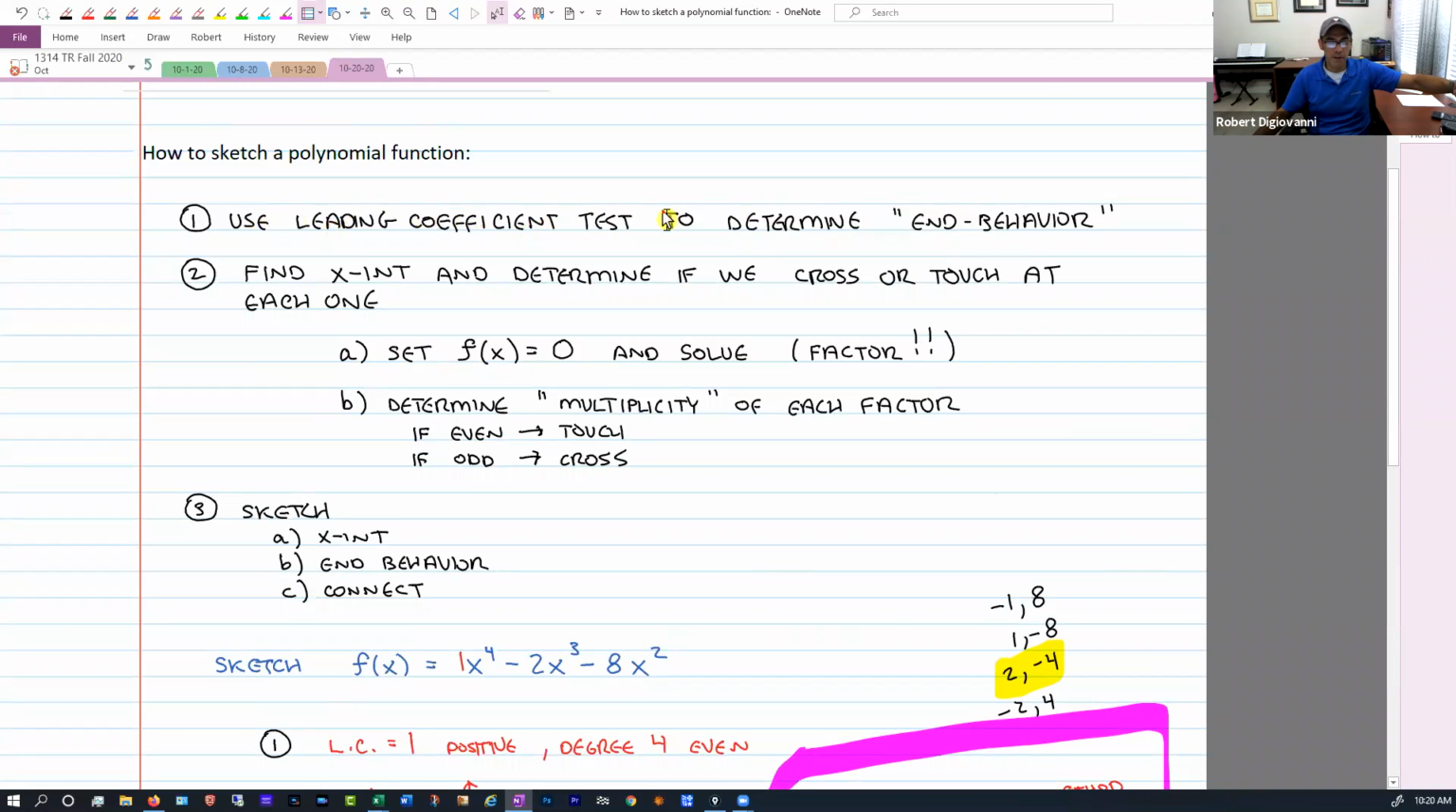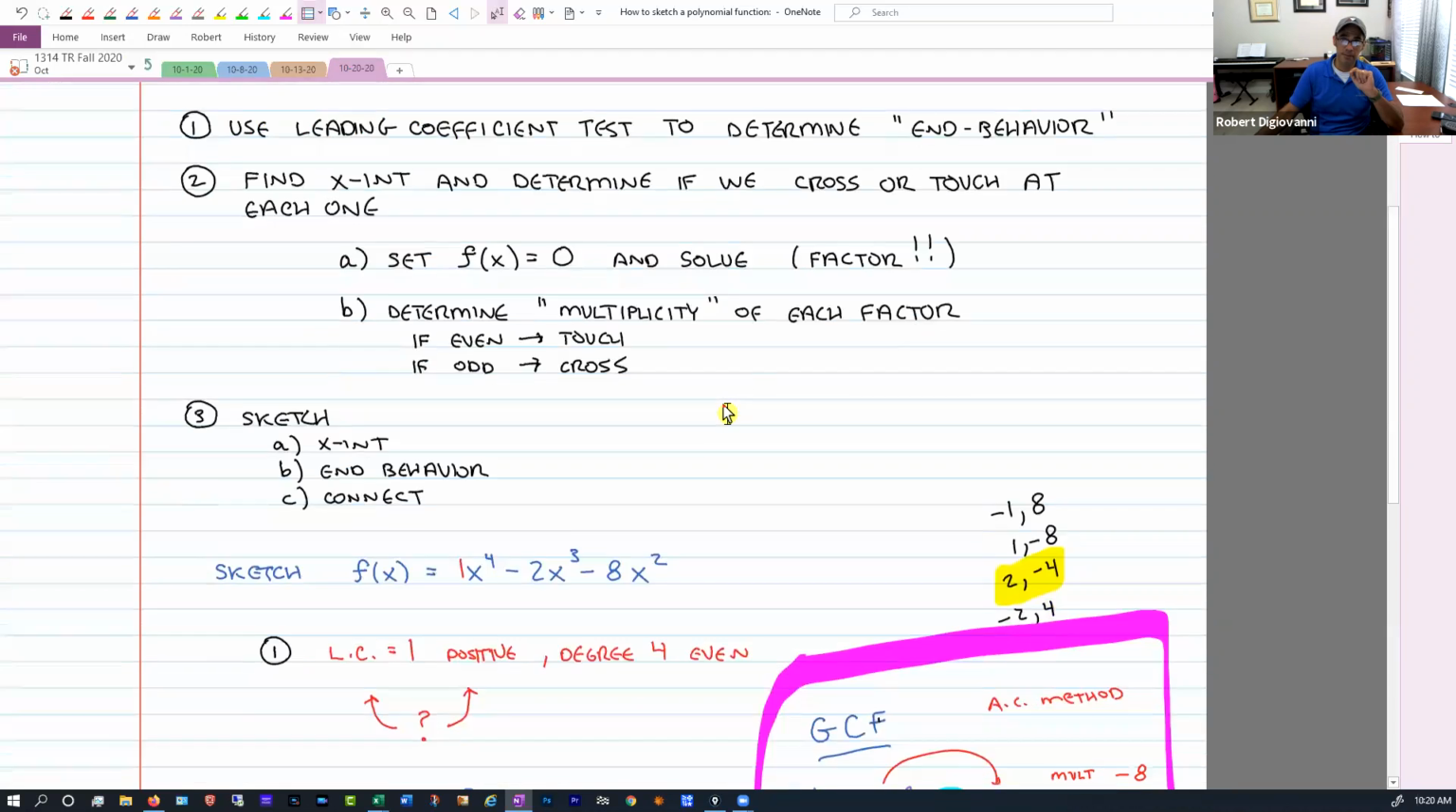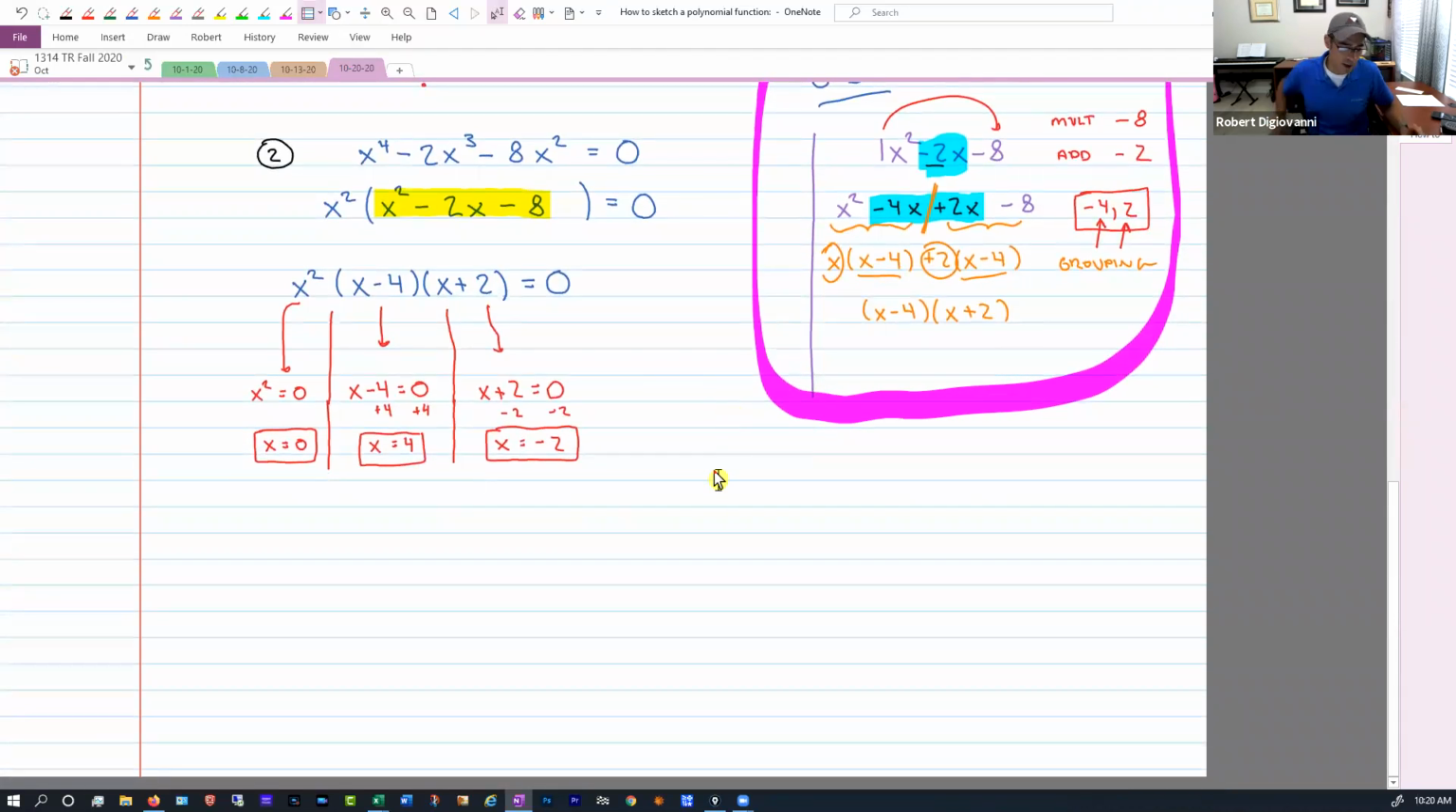We have used the leading coefficient test to determine the end behavior. We know that both ends go up. We've tried to find the x-intercepts by setting the function equal to 0 and solving, and we had to factor. We have not determined the multiplicity yet. We have not figured out whether or not we're going to touch or cross at each one of these x-intercepts. All right. So let me give you kind of a preview. I wouldn't want you to do this at this point in the problem. I just want you to be thinking about what we know at this point. What we know is that we have these x-intercepts. One of them is at 0, one of them is at 4, and the other one is at -2.